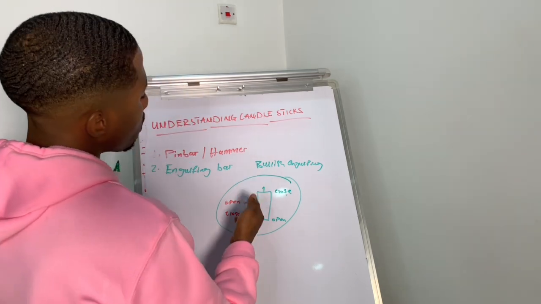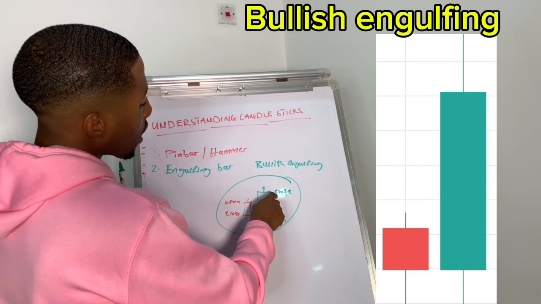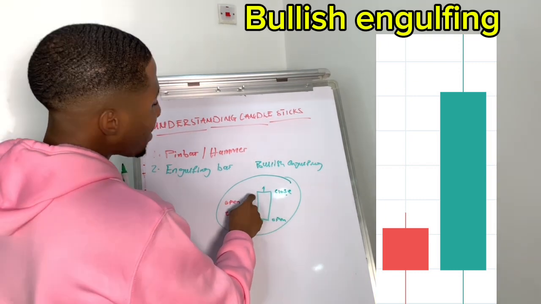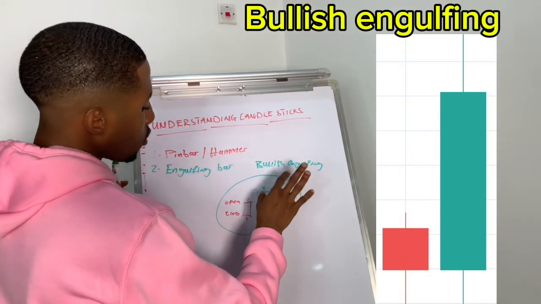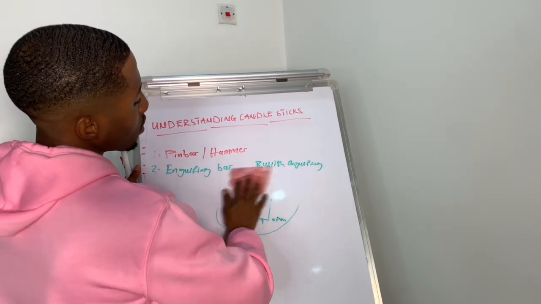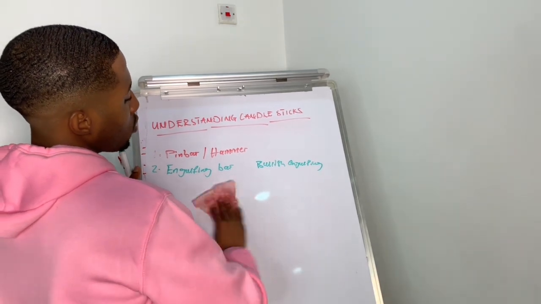Normally it's represented as a green. When the closing of the last candlestick closes above the opening of the former candlestick, which is normally red, and the next one is green, it makes it an engulfing candlestick. Then that means the buyers are in full force of the market and they are in control of the market and they are ready to take the market upwards.